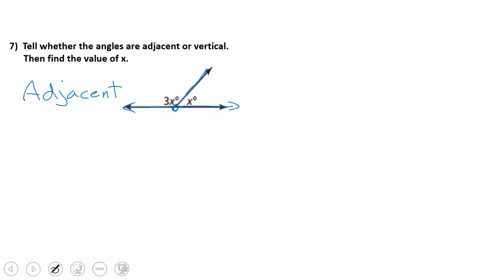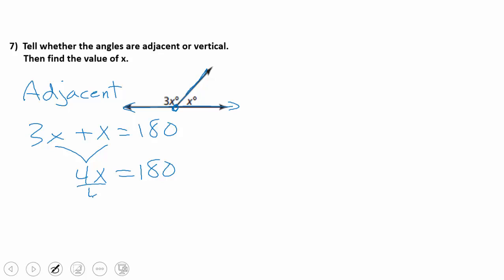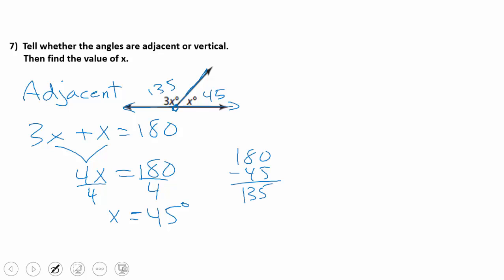Add them together to equal 180. 3x plus x is 180. Combining like terms, 4x is 180. Dividing by 4, x equals 45. X equals 45 degrees. That means this angle is 45 degrees. And if I took 180, subtracted 45, I would find that the last angle is equal to 135. So this angle here is 135.